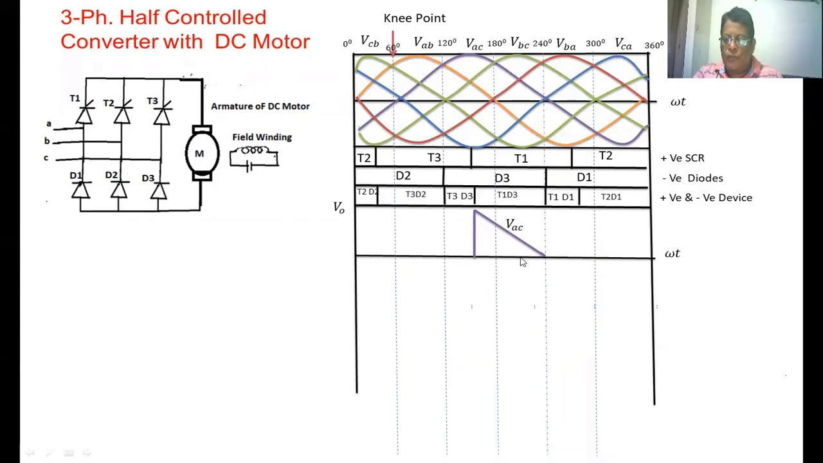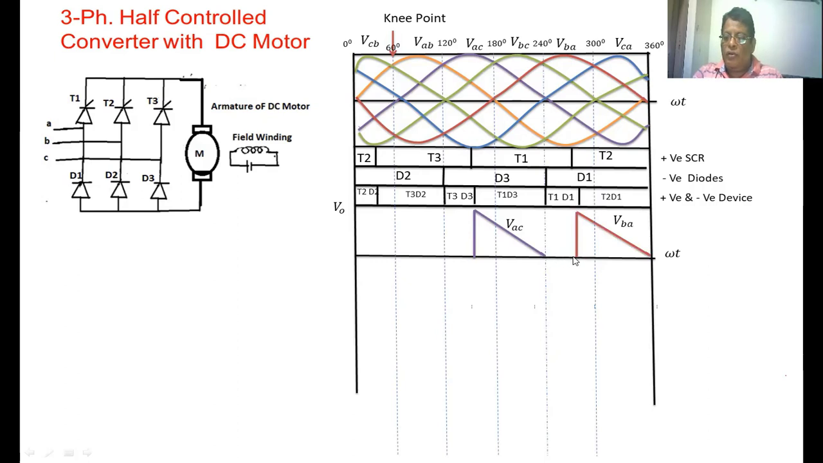Maximum to 0. Again T1 D1 is conducting. T1 D1 conducting means the load current is passing in this manner. There is a freewheeling action taking place across the load, so the load voltage becomes 0.